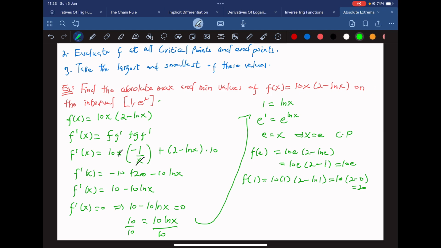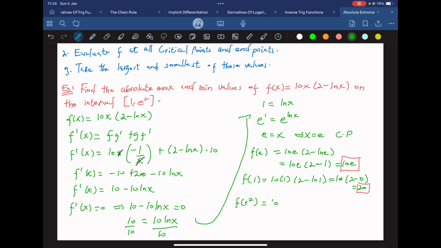So we've gotten 10e over here and 20 over here. So the next thing to do is to find the last one, which is f of e squared, this e squared right here. So in that case, wherever we see x, we have to replace it with e squared.